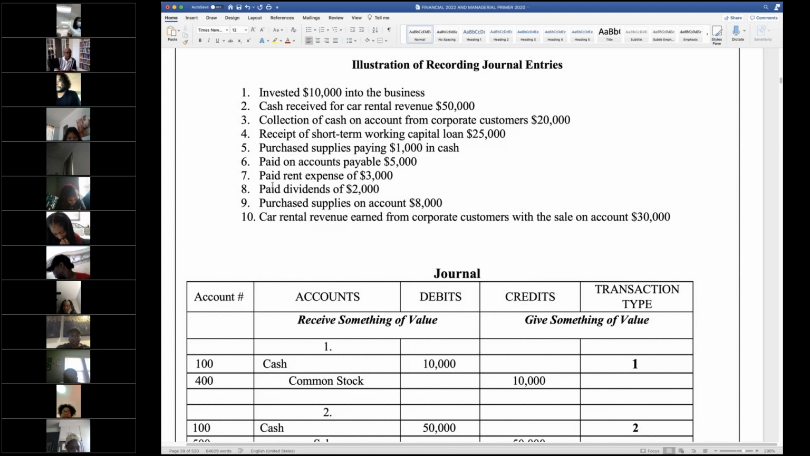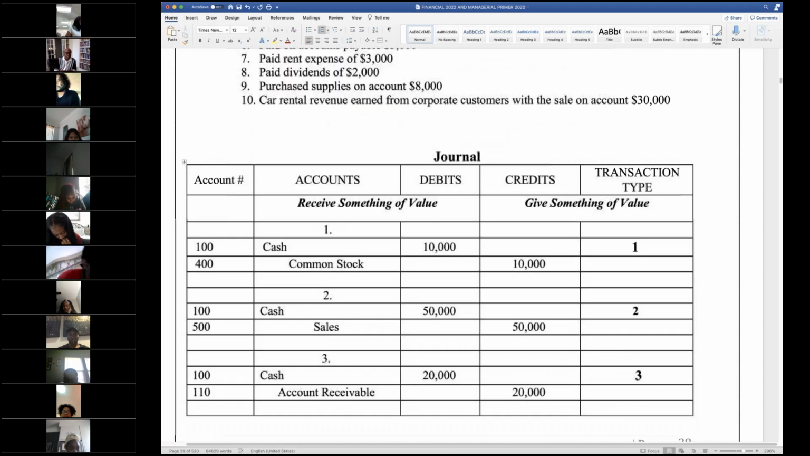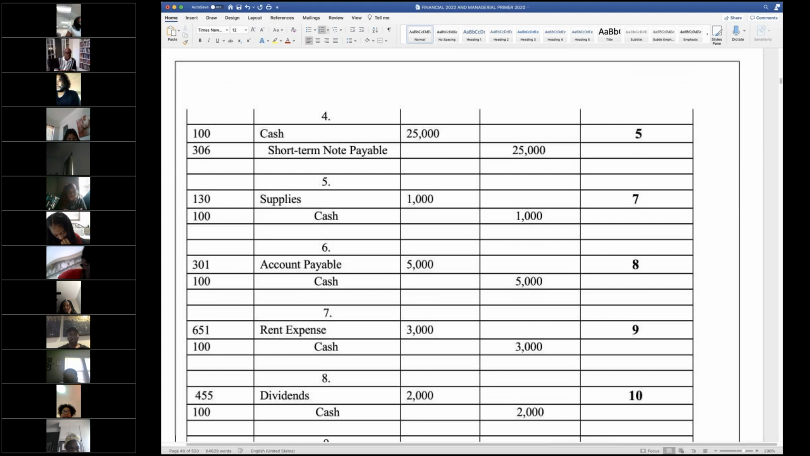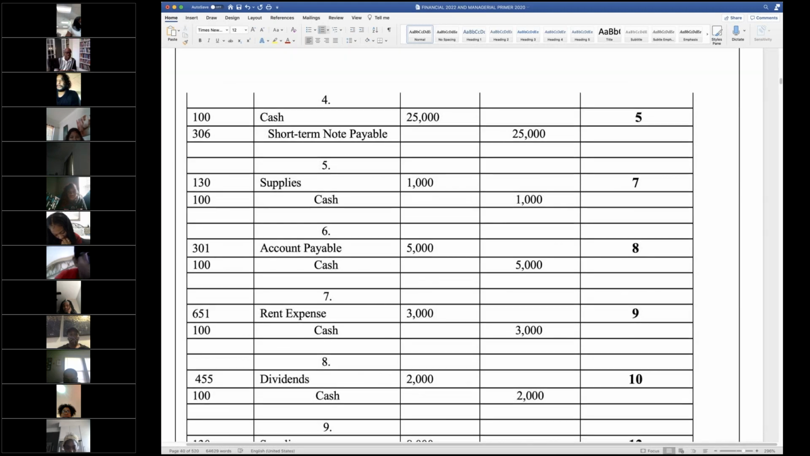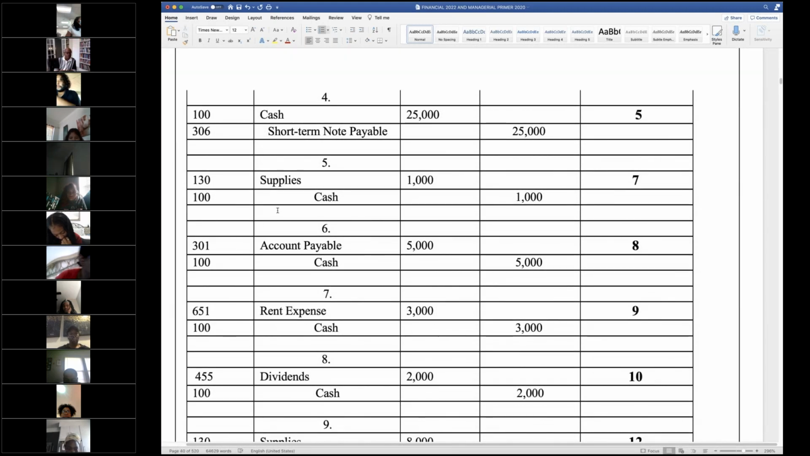The next four examples deal with payment of cash. We purchased supplies paying cash. We paid on accounts payable. We paid rent. Anytime you see the word paid, then cash has to be credited. I bought supplies with cash. Cash is credited.